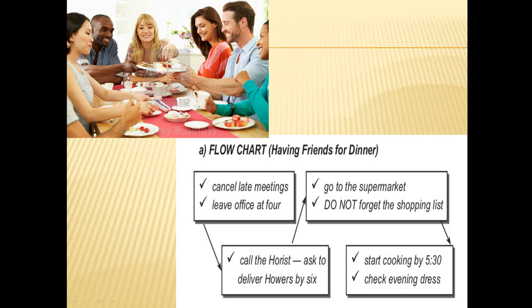There are different methods of taking notes. The first is flowchart. A flowchart, as you can see, is a diagram. For example, we want to invite our friends for dinner, and we have to write things down so we don't forget to do something. For example, cancel late meetings, leave office at 4, call the florist, ask to deliver flowers by 6, go to the supermarket, don't forget the shopping list, start cooking by 5:30, check evening dress.